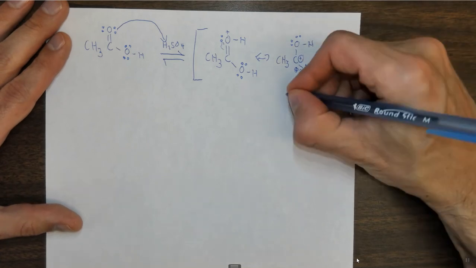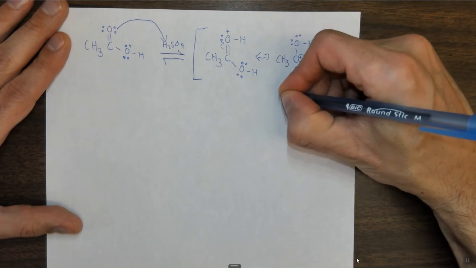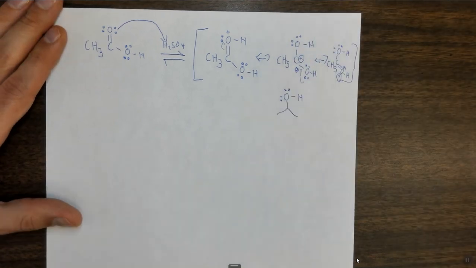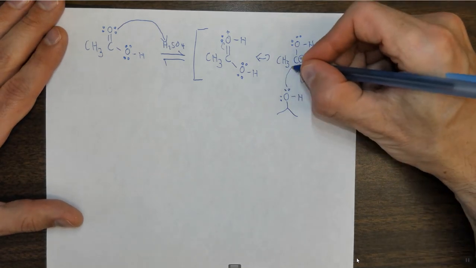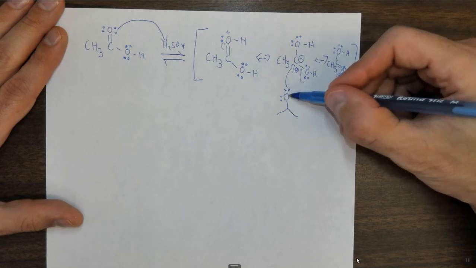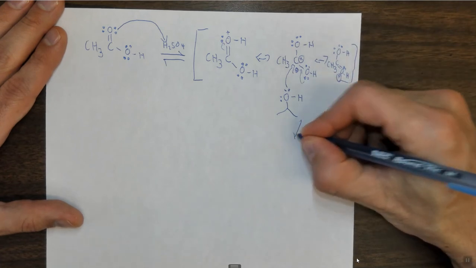Well, what do we have? We have an alcohol. Specifically, I'm not going to try to draw the carbons, I'm just going to draw it like that. So this alcohol can then attack here. Here, the electrons on the oxygen act as a nucleophile, and they attack this carbocation, which acts as the electrophile.